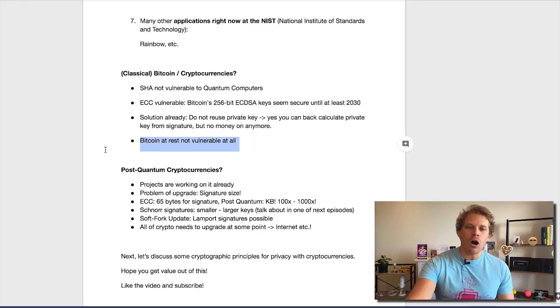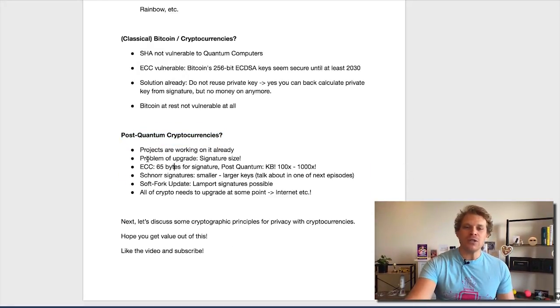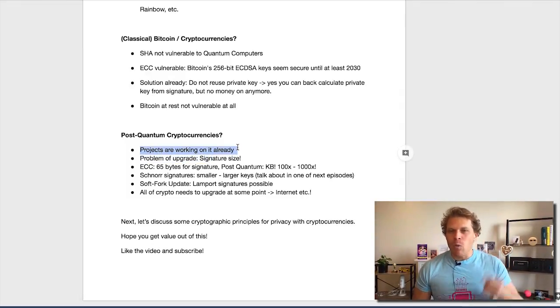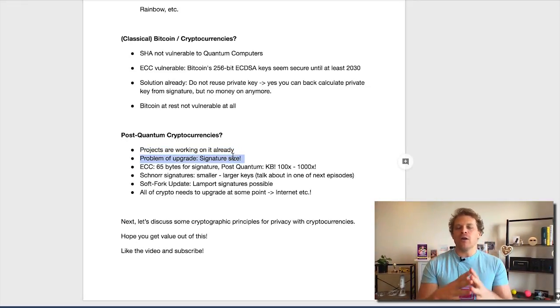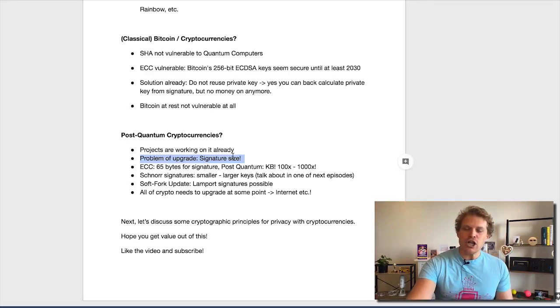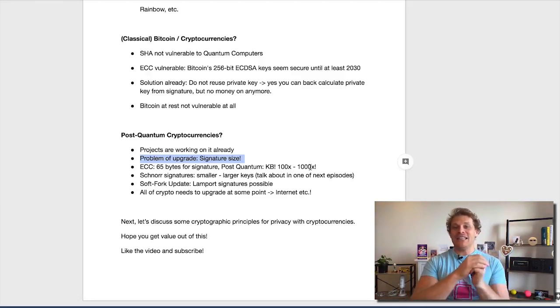We want to have a really, really solid solution. And so what are post-quantum cryptocurrencies, instead of those classical cryptocurrencies, if you want to call it? Well, the good news is, as mentioned before, there are projects working on this already. But what is the major problem? The major problem is signature size. The signatures of those post-quantum cryptography schemes are humongous, actually 100 to 1,000 times larger. Think about what this means for a blockchain if suddenly it's not gigabytes anymore, but terabytes.